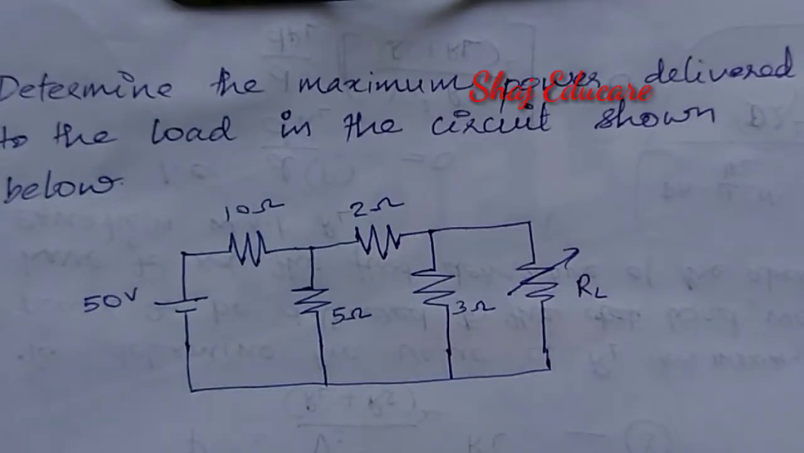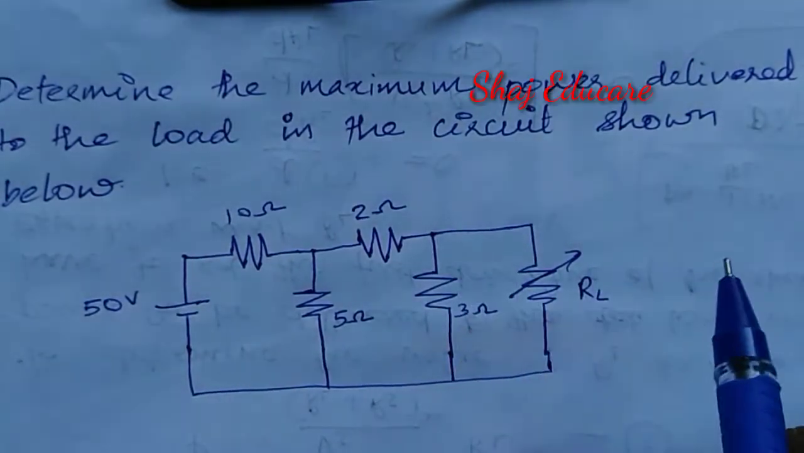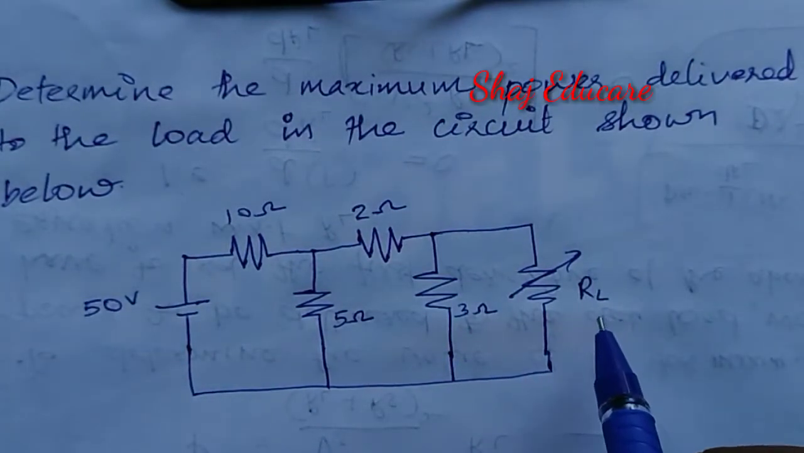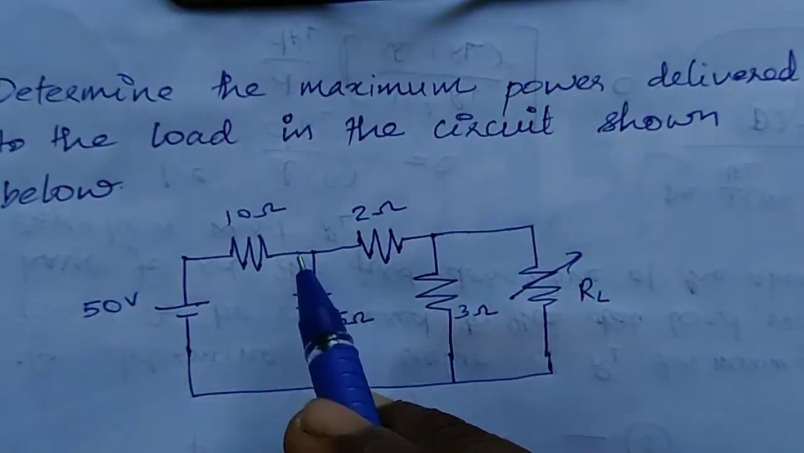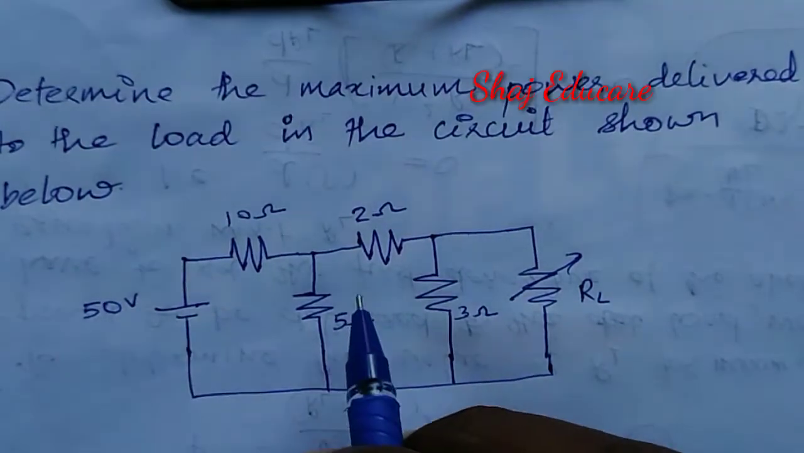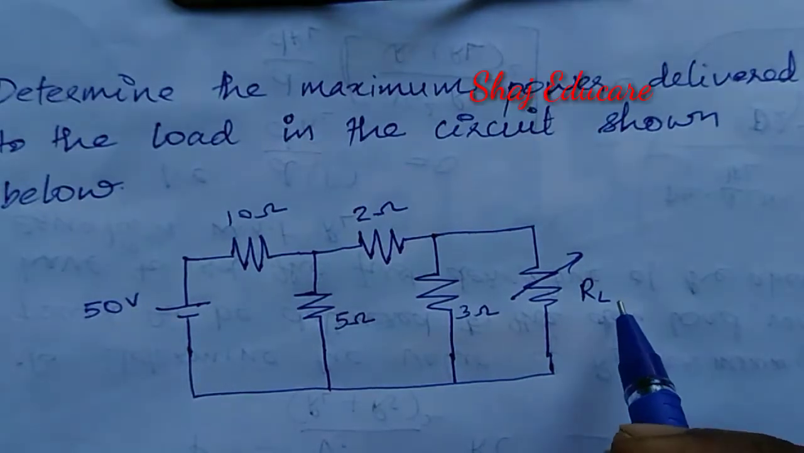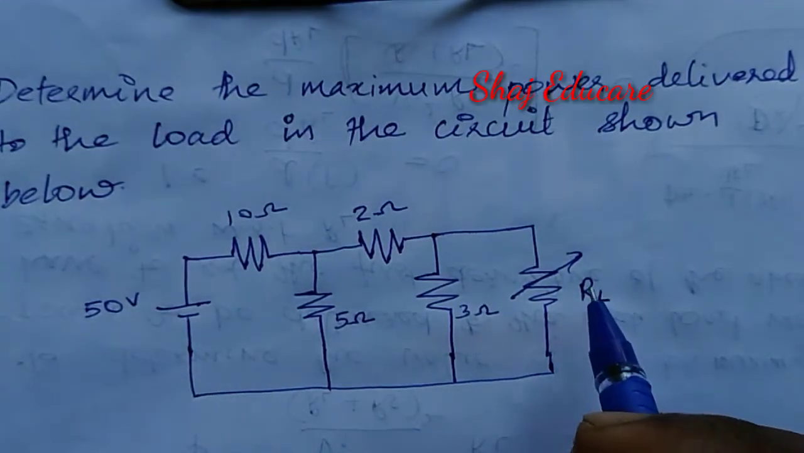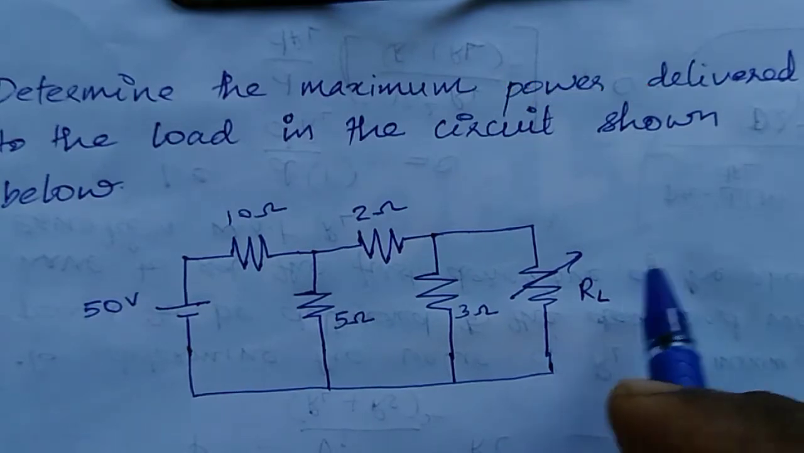Hello, here is an example for maximum power transfer theorem. We had to determine the maximum power delivered to the load RL for the circuit shown below. This is a circuit in which we have a single voltage source and some resistances, and the load resistance RL, which is indicated as variable, and corresponding resistance is not given.